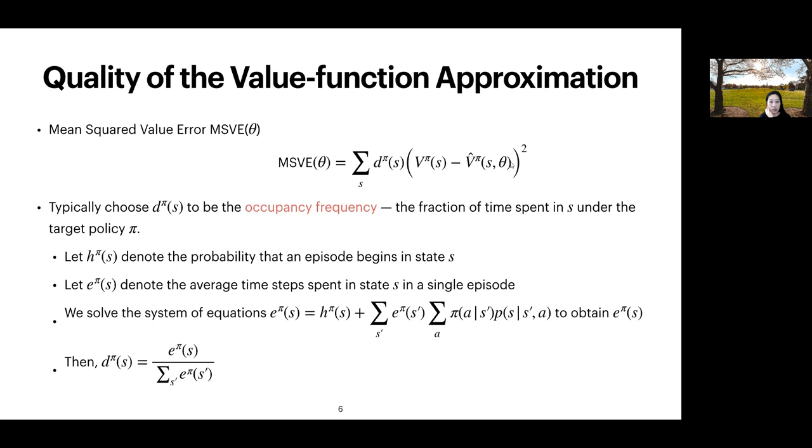Okay, I got it. So in the previous lecture, we looked at how to compute or approximate this value. And now we are trying to approximate, basically learn a function for this value.